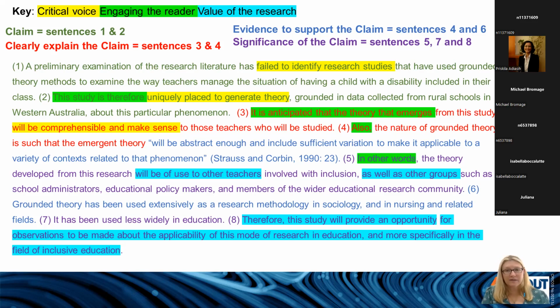And then sentences 7 and 8, again, are giving us that significance. So do you agree with my highlighting there? And can you also see how we're building this picture where we're giving the information, but we're also being persuasive? Do you think it's persuasive? Are you convinced that grounded theory is going to be something appropriate for this? Obviously, there's a lot more to write. This is one paragraph, but you can see here that you're using these writing strategies throughout every paragraph.